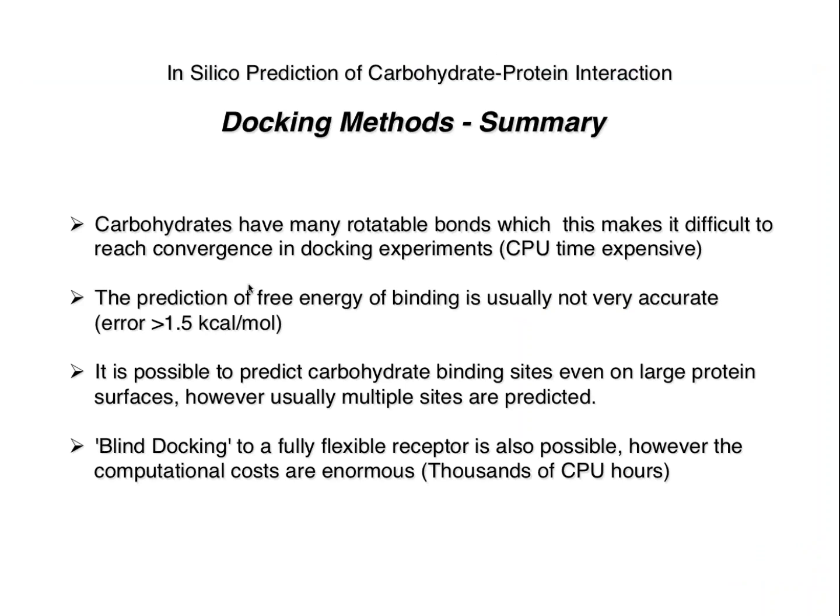So in summary, carbohydrates are difficult to dock because they have many rotatable bonds. The binding free energy is typically not very accurately predicted. The error is about 1.5 kilocalories, even if you train your set. It's possible to predict carbohydrate binding sites even on large protein surfaces, but you always have to face that there are also false binding sites, but typically the correct ones are within the set, so experimental validation is required. And blind docking even to a fully flexible receptor is also possible, but that involves a huge amount of computational cost in terms of CPU hours, not so much money, but calculation time.